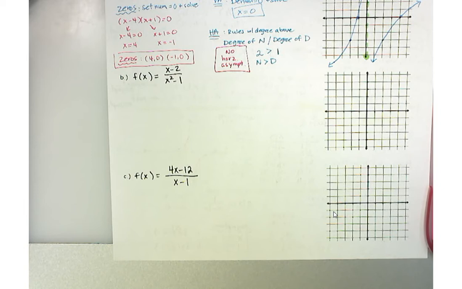Check in with your elbow partner. One thing you want to check for is that the zeros are written as points, and then any asymptotes have the y equals. Make sure the asymptotes are in the graph. Make sure you guys have your asymptotes on the graph, the dashed line.